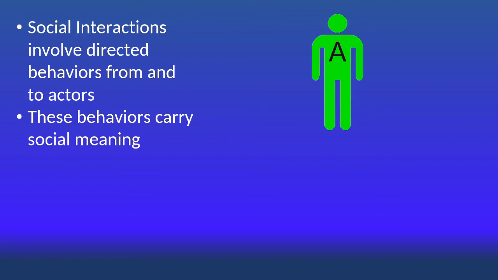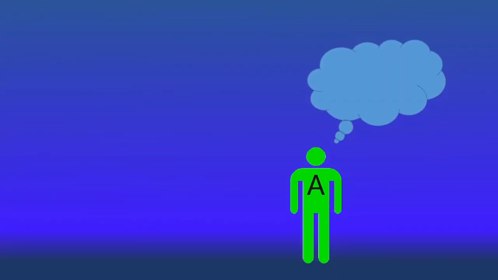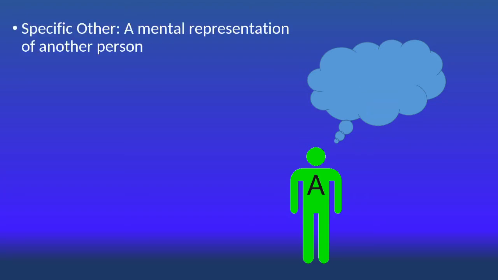Because Alex can learn and reflect on the behaviors of others, Alex is able to form mental representations of other people. This idea is what Mead called the specific other. A specific other is what you think someone else is like. Specific others are mental representations of other people in your life.